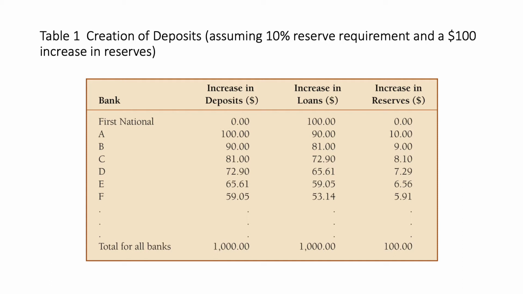That $81 got spent in the economy, became an income for someone, and was deposited in a bank. 10% of that was weeded out and held in reserves, so $8.10. And then Bank C here was able to make a loan of $72.90. And the process continues over and over and over again, right?